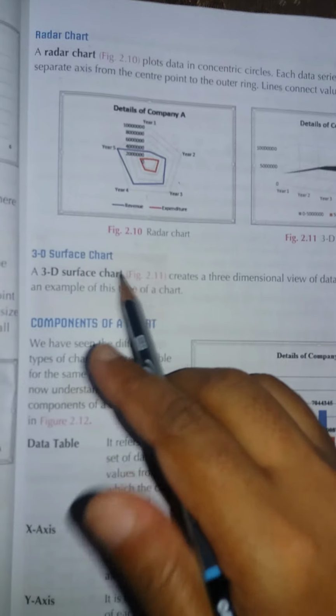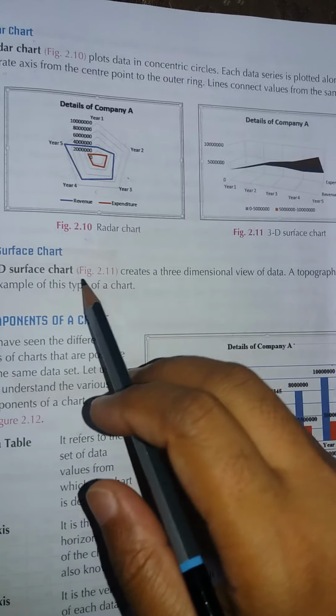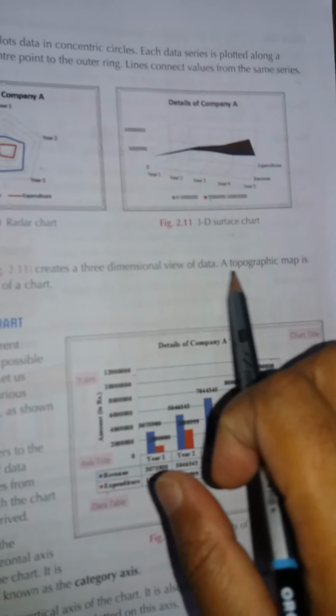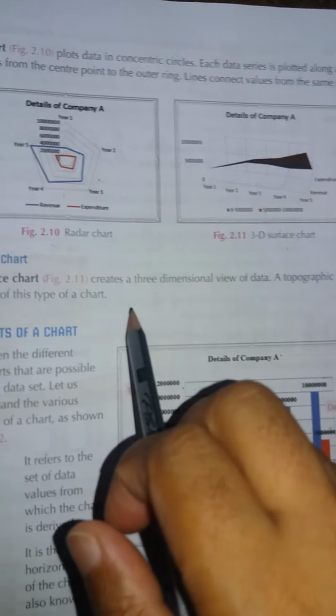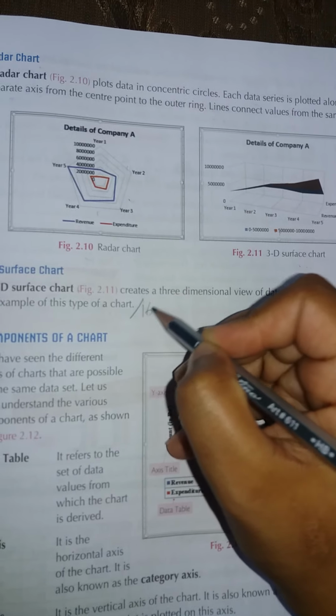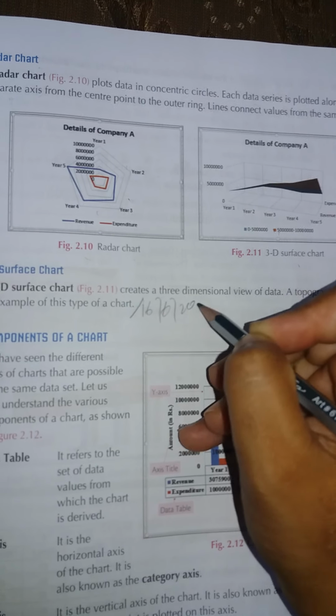3D surface chart. A 3D surface chart, as in figure 2.11. This is 3D surface chart. You can see here, it creates a three-dimensional view of data. A topographic map is an example of this type of chart. So we will study till here.